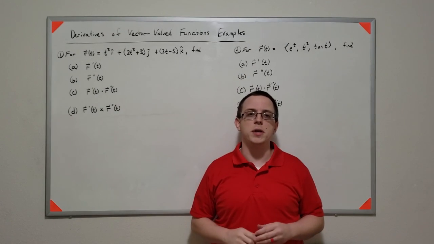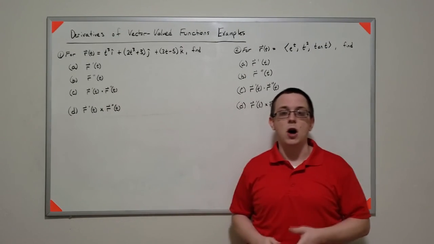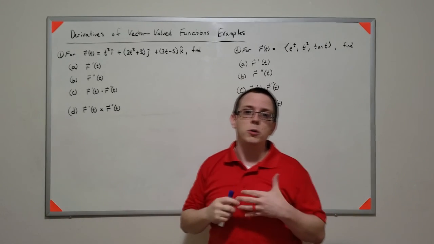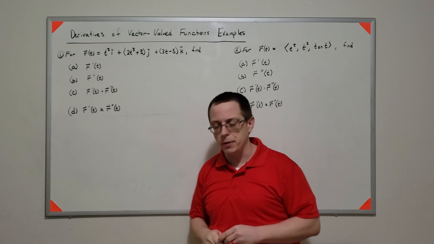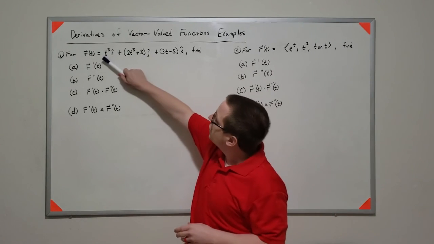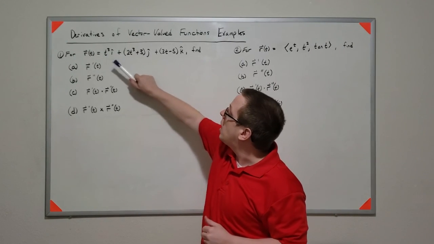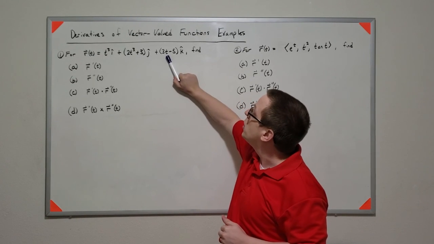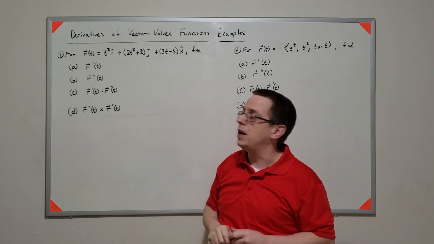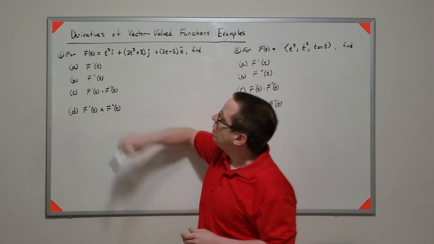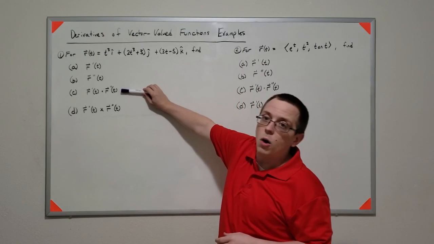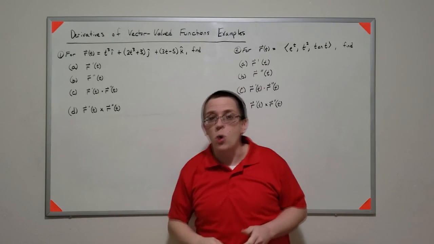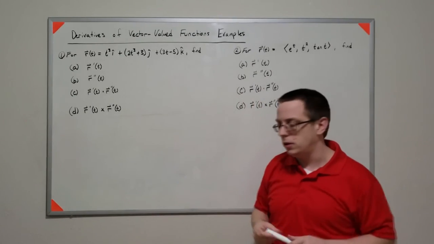Now we're going to do some examples of derivatives on vector-valued functions. We have two examples here, and we're going to perform a sequence of operations on them. So given r(t) = t cubed i plus (2t cubed plus 3)j plus (3t minus 5)k, we want to find r prime, r double prime, r prime dot r double prime, and r prime cross r double prime. So let's do these examples.